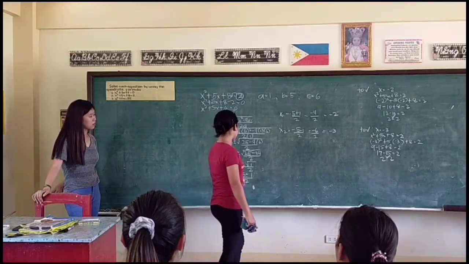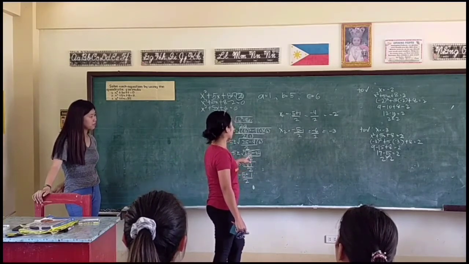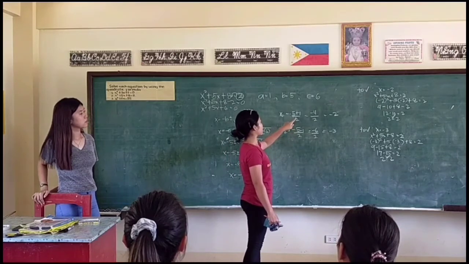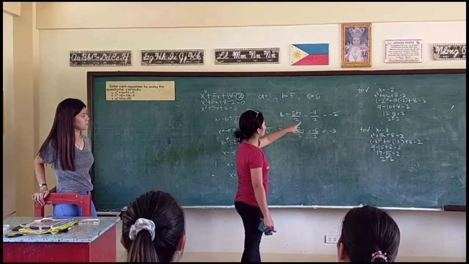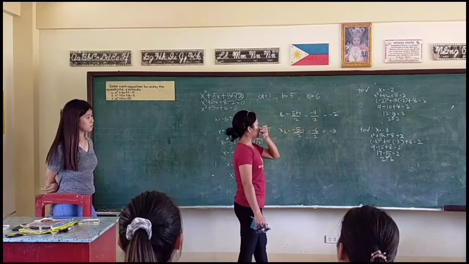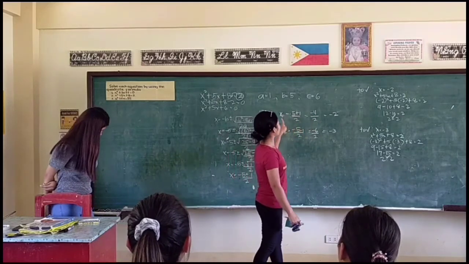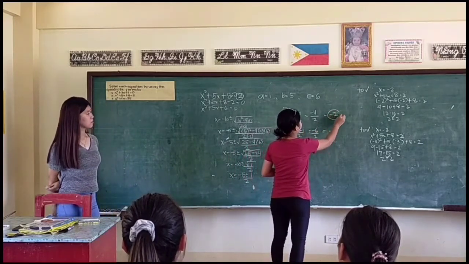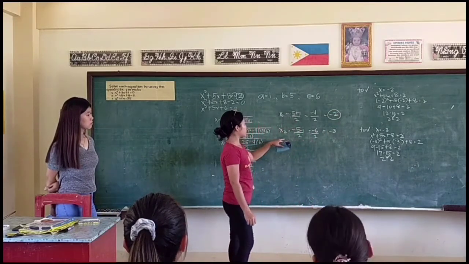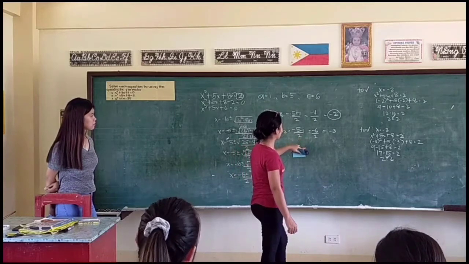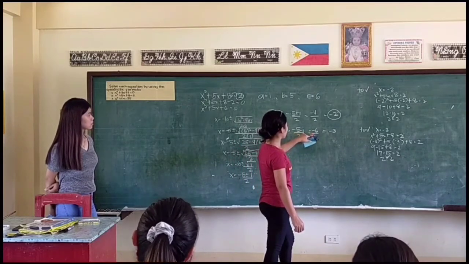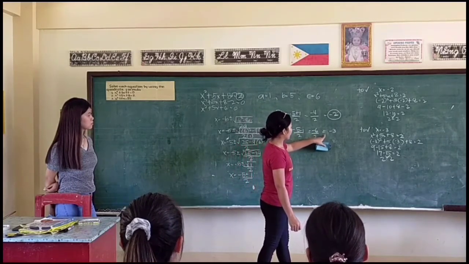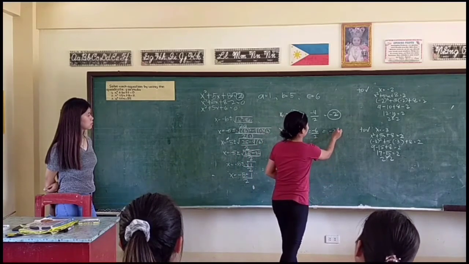So we need to split this to get the two values of x. The first value of x is negative 5 plus 1 over 2, which is equal to negative 4 over 2, and the first value of x is negative 2. The second value of x is negative 5 minus 1 over 2. Then negative 5 minus 1 is equal to negative 6 divided by 2. We come up here with negative 3, the second value of x.